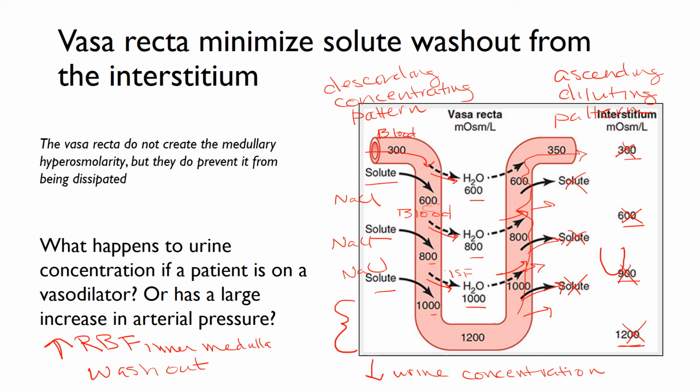Very high blood pressure, for instance, can also increase blood flow. So this increase in renal blood flow can be due to a vasodilator or just very high blood pressure. And that can also tend to wash out the renal medullary hyperosmotic interstitium and also reduce the ability to concentrate your urine. So essentially that is all I'm going to be talking about when it comes to urine concentrating ability.